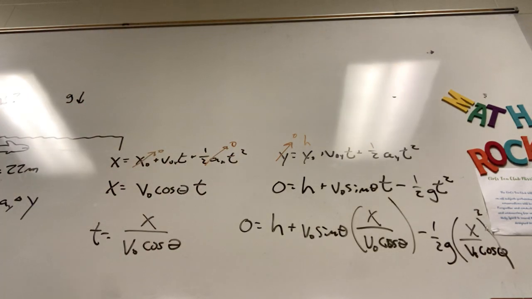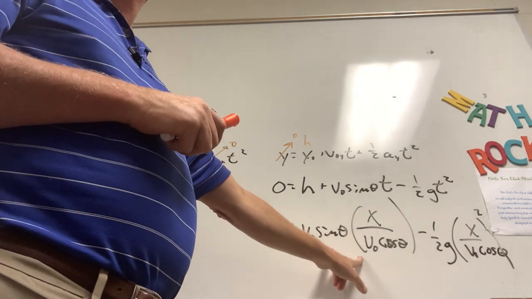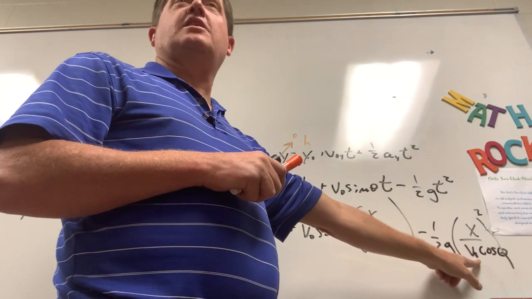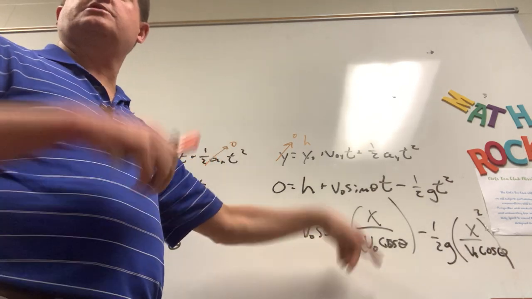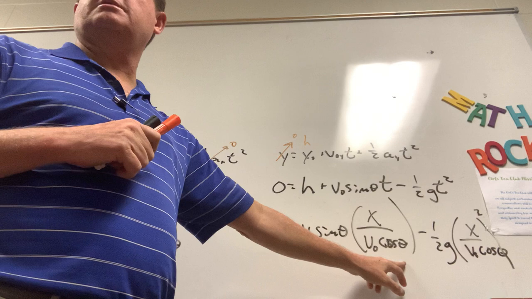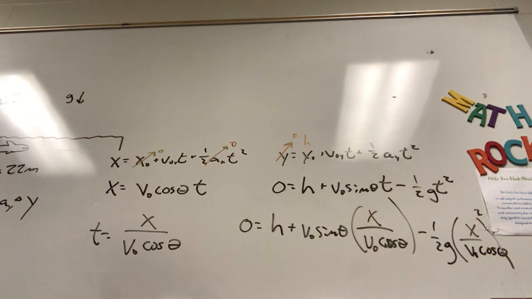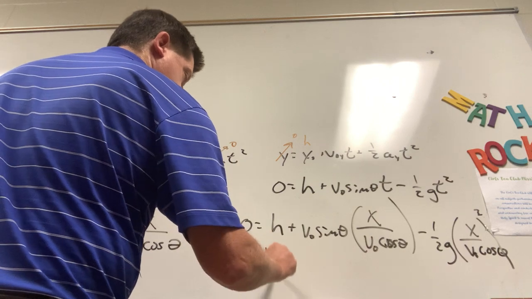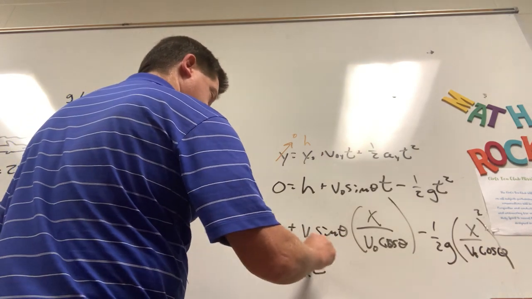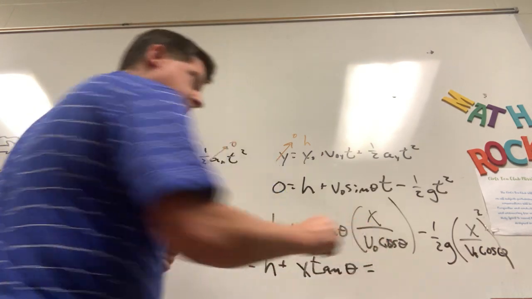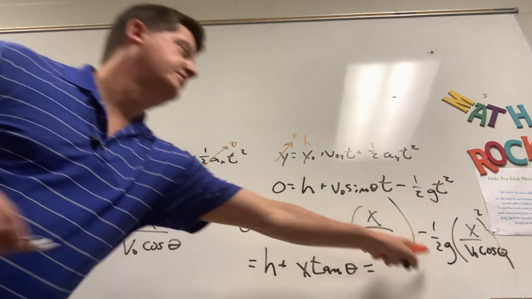That works out real nice, because my V naughts are going to cancel. I'm trying to isolate V naught, and having V naughts running around all over the place makes me nervous. I've got a V naught there and a V naught there, they're going to cancel, they're just going to go away. And that's going to simplify to a tangent, which is going to make my life easier. Do you see that the V naughts cancel? I'm going to move this over to the other side of the equation and flip them.